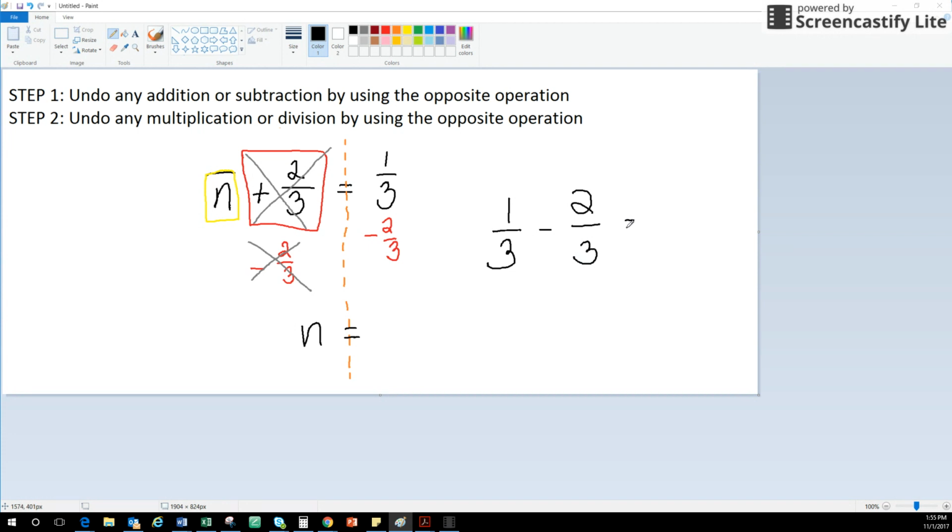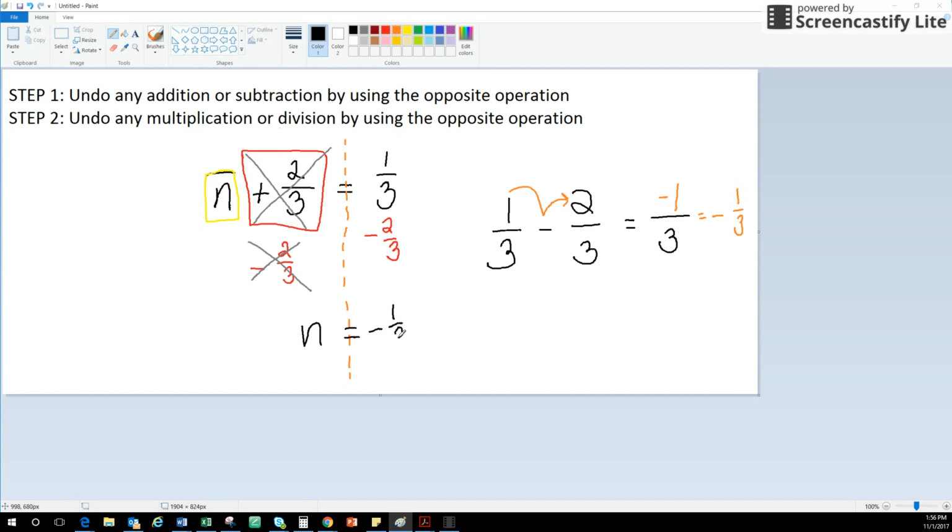And what we should remember here is that the denominators are the same, so there's no extra work we have to do. The denominator stays, and we just work straight across the top. So on the top, we're just doing 1 minus 2, which is -1. Now with fractions, we normally don't put the negative sign on the top. We normally put it out on the side of the fraction. So this is -1/3.